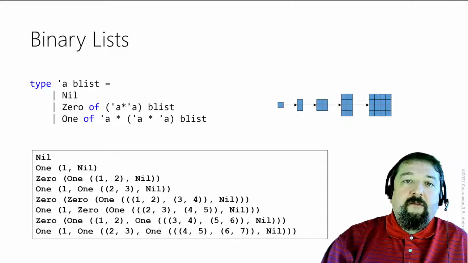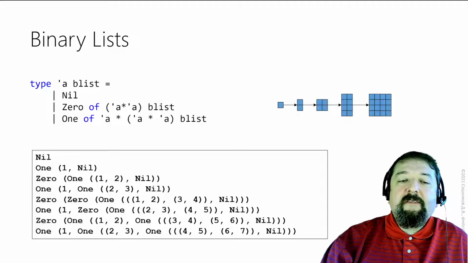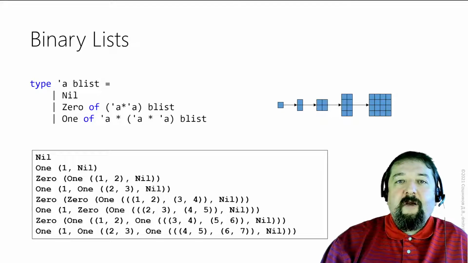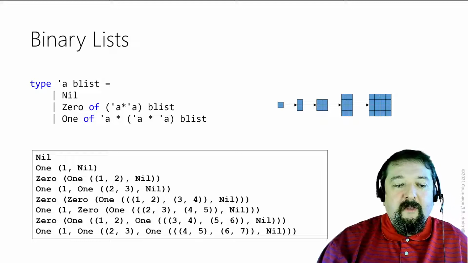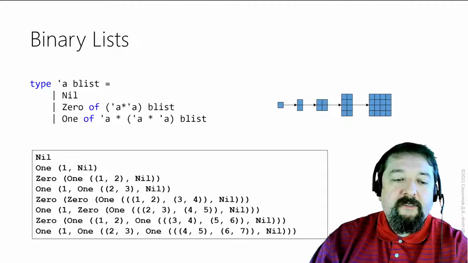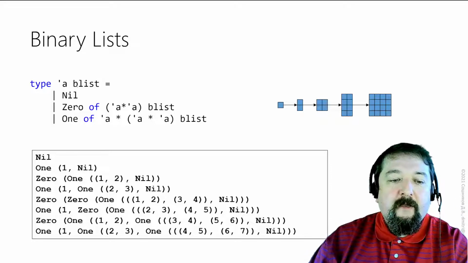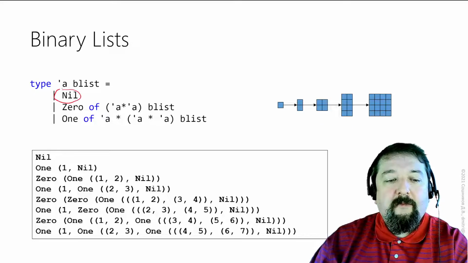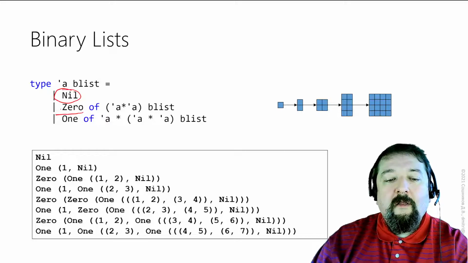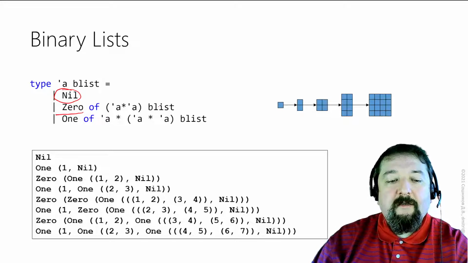In fact, what we can do is come up with something called binary lists. A binary list is a list which is built according to the binary system. So let's see how it can be defined in F#. Again, the binary list can be either an empty list, or it can be 0 followed by a B list of pairs of type A.